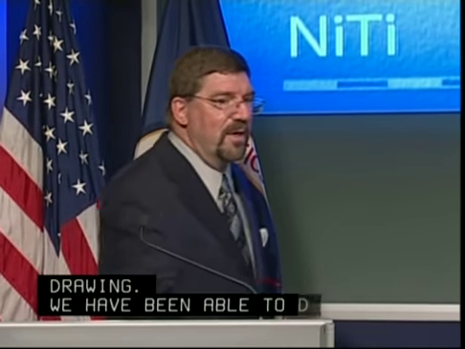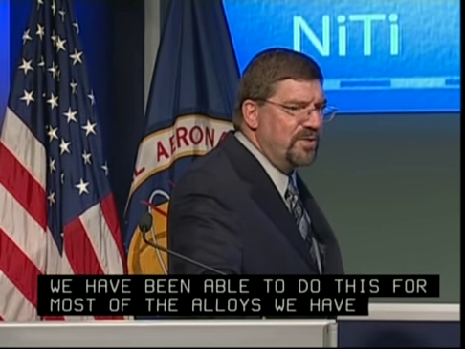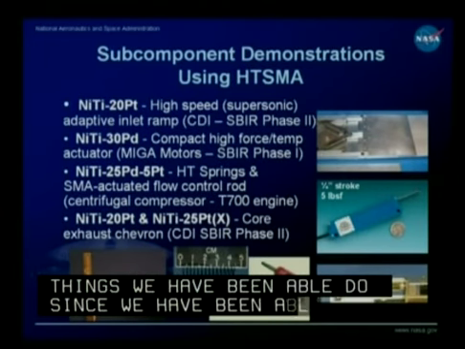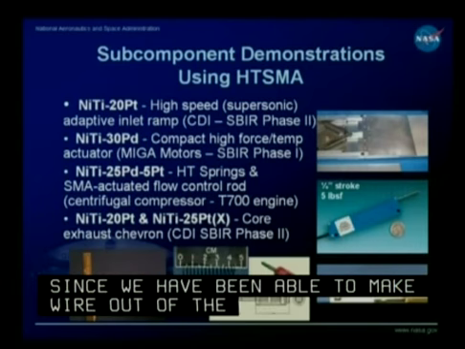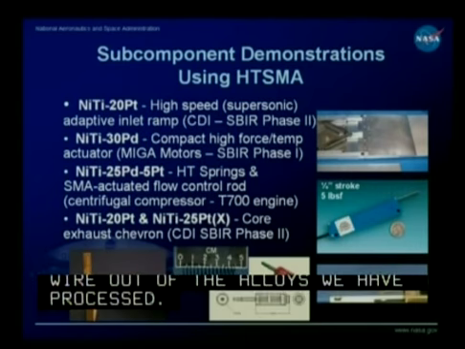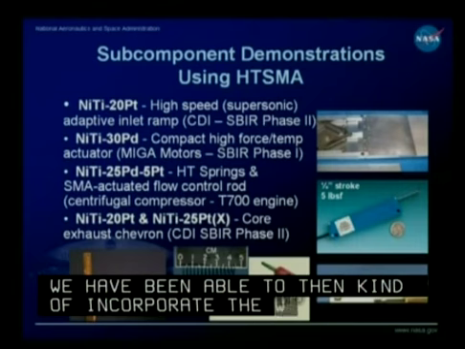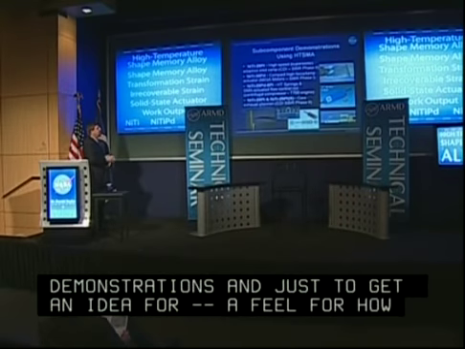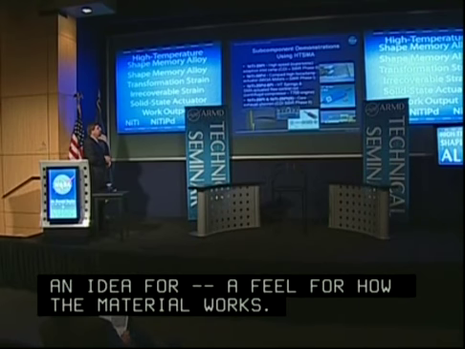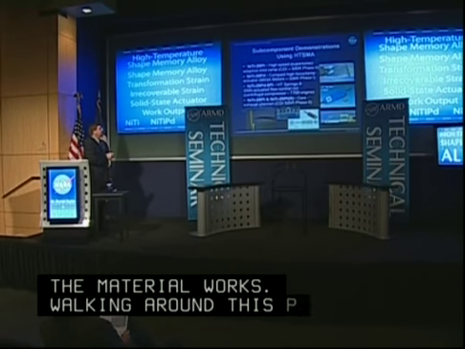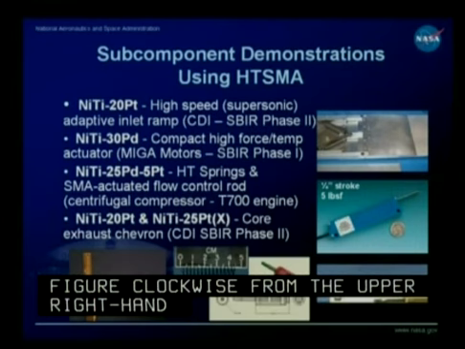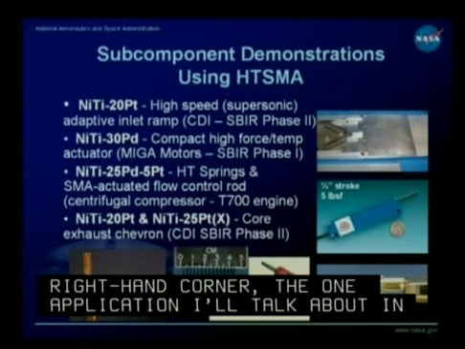So if we go to the next slide, this represents some of the things that we've been able to do. Since we've been able to make wire out of a lot of the alloys that we've processed, we've been able to then incorporate the wire into different types of demonstrations, just to get a feel for how the material works. Walking around this figure clockwise from the upper right-hand corner, the one application I'll talk about in a little bit more detail is a high-temperature inlet ramp.